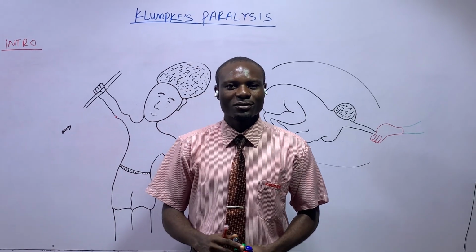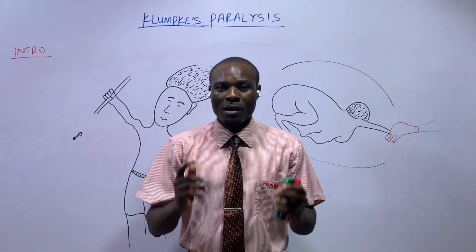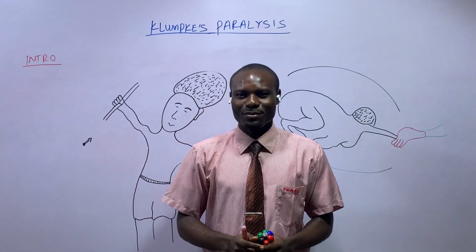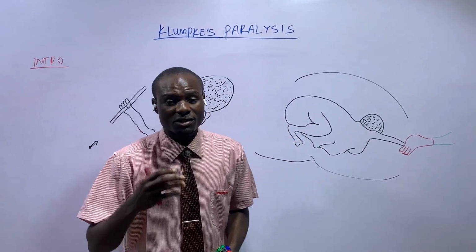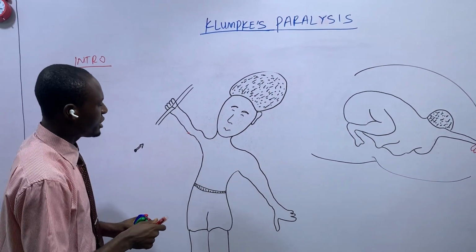So hi med scholars, in today's video we're going to be discussing Klumpke's paralysis. Remember, we've completed brachial plexus and Erb's paralysis. Do well to watch that. So still on nerve injuries affecting the brachial plexus. Let's start with an introduction.